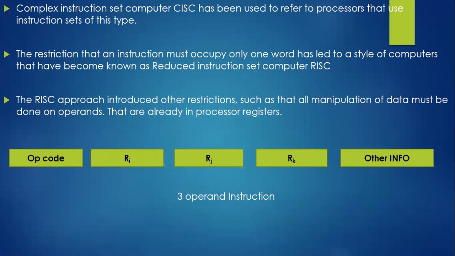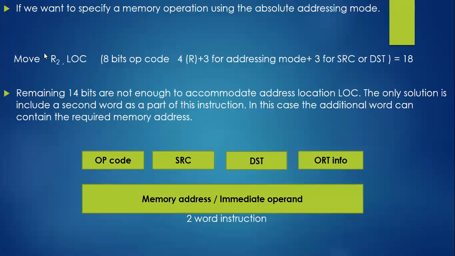So one common approach to overcome these kinds of CISC problems is the RISC approach, which introduces other restrictions, such as that all manipulation of data must be done on operands already residing inside the processor register. If you want to perform any operation over data, first we need to bring it inside the processor register, and later we need to perform the operation. Then such kinds of problems we may not face.